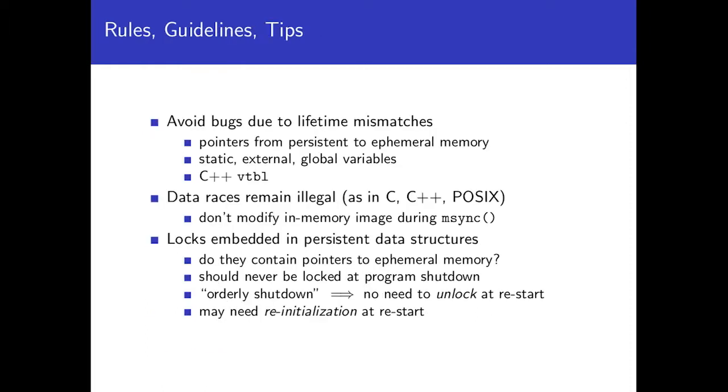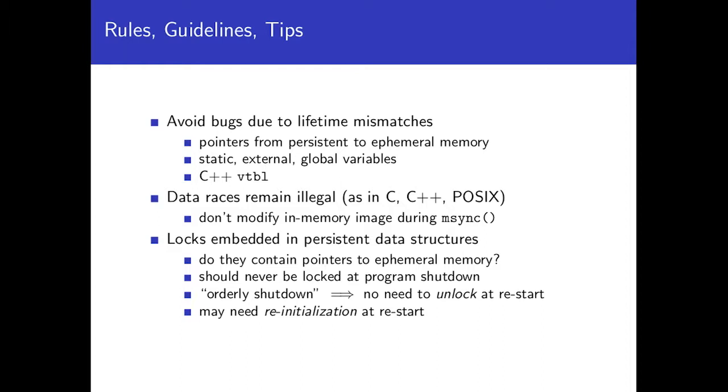Okay? So the biggest source of trouble in persistent memory programming is bugs due to mismatches between the lifetimes of different kinds of memory. If you have a pointer or some other kind of reference from persistent memory to ordinary volatile or ephemeral memory, that's usually a bug unless you're doing it deliberately and you know what you're doing. You need to keep in mind that static external global variables are no longer the most long-lived kind of memory in your program. There's something that lasts even longer now.